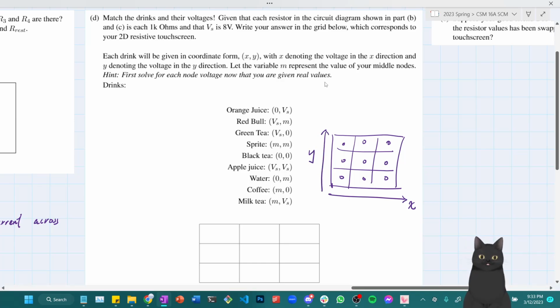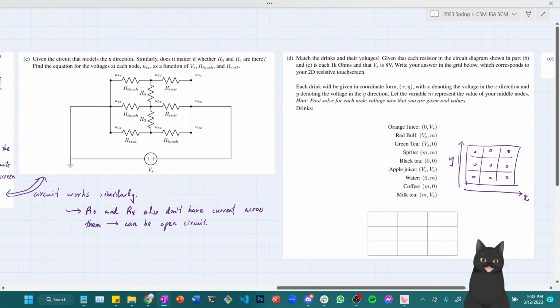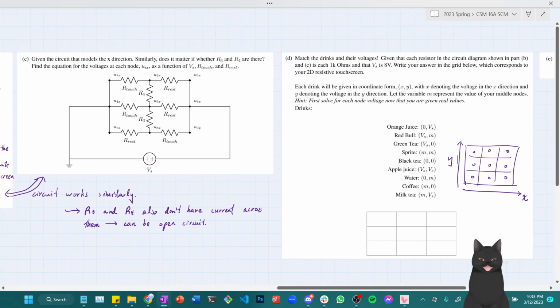Let the variable m represent the value of your middle node's voltage. First, solve for each node voltage now that you are given real values of them, and then we can try to fill these in. But solving for the value m is not part of the question, so I'll deal with that later. For now, what I'm going to do is first try to fill things in.